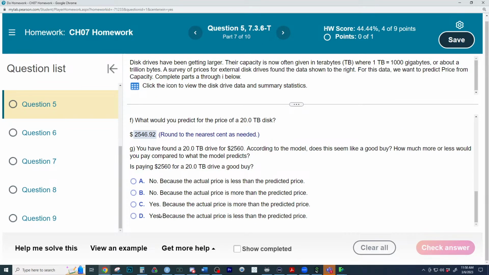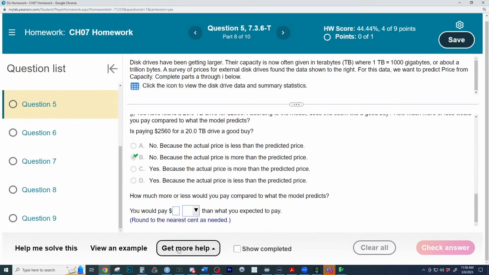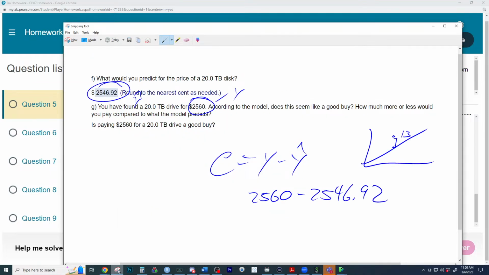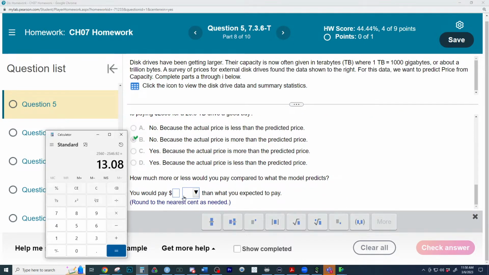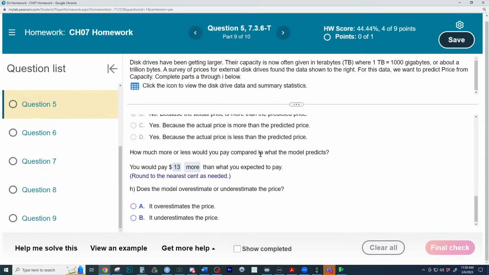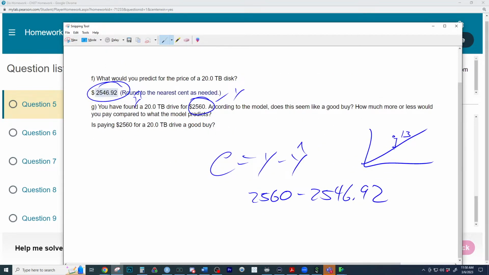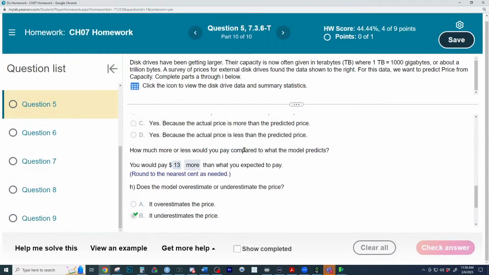So, would it be worth paying? No, because the actual price is more than the predicted. Should be right there. Yeah. And once again, how much more or less would you be paying compared to the prediction? So we found it right here. I rounded a little bit. It says round to the nearest dollar. So we just take 13 anyways. 13 more than expected right there. And does this model over or underestimate the price? So the model is underneath it. The model's the line, and it underestimates. It underestimates right there. This is a really great problem.